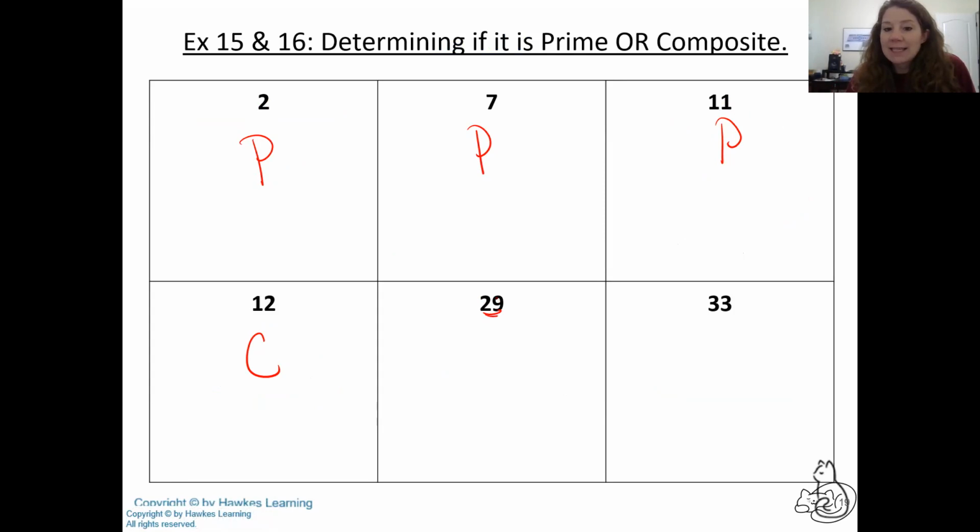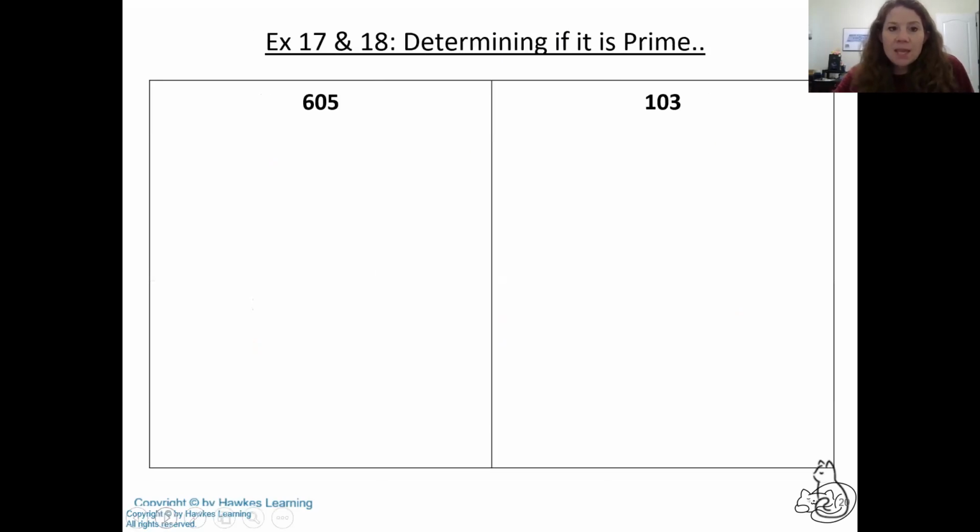29, if I add 9 plus 2, I get 11. So that means it's prime, only 2 factors. And 33, now I can divide 33 by 3, right? So that means this is composite. It has more than 2 factors. 605 ends with a 5, so that's a composite number.